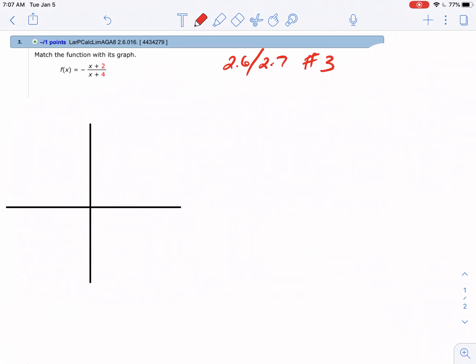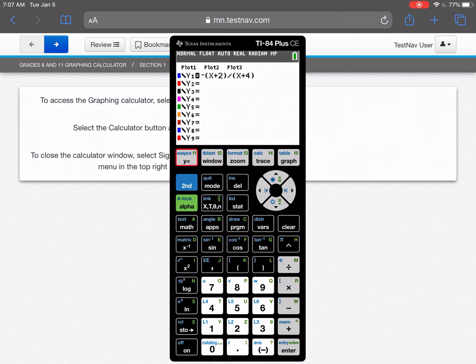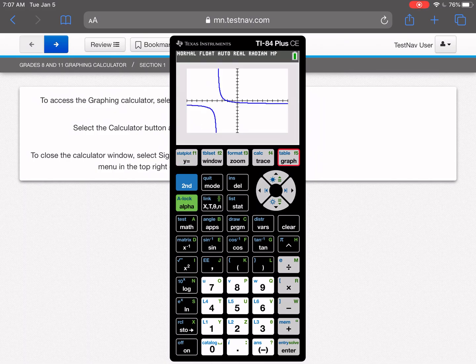2.6, 2.7, number 3, we have this (x plus 2) over (x plus 4), and then notice I have this negative sign out front. So I've already taken the time to type this in. Because I have more than one term on the top and the bottom, I have to put parentheses around the top and the bottom, and then do the division, and I put the negative out front. So if I graph this, it's looking like this.